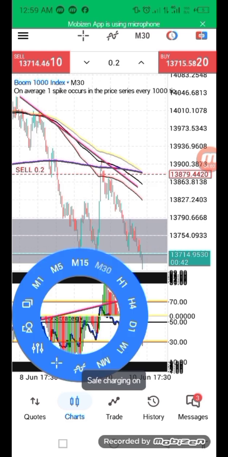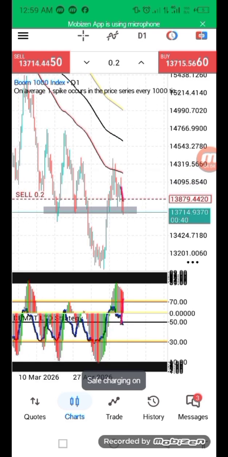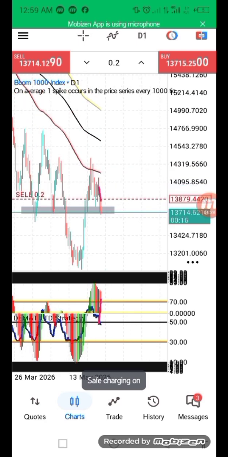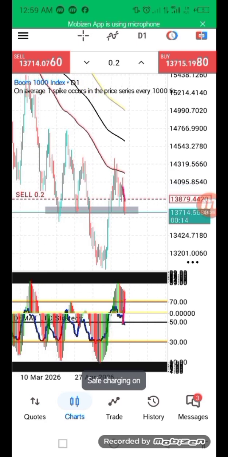Okay, let's just do a top down. Look at D1. You will see that price here is moving downwards before the entry. So that's the major thing about the top-down analysis. Price is moving downward, it is bearish before the entry. Okay, I think that is that for that.